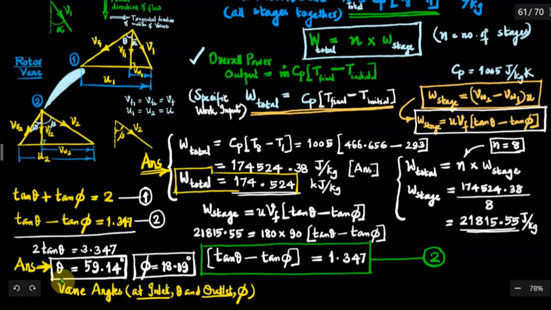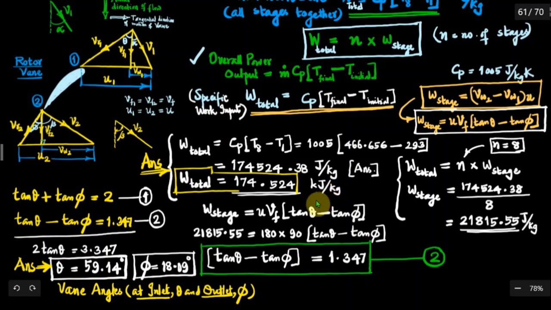So the value of theta is equal to 59.14 degrees, that is the blade angle or vane angle at inlet, and phi is the vane angle or blade angle at outlet, that is phi is equal to 18.09 degrees. The blade angles at inlet and outlet are part of the answer along with W total. What is the specific overall work input? That is 174.524 kilojoule per kilogram. Thus we completed the problem.